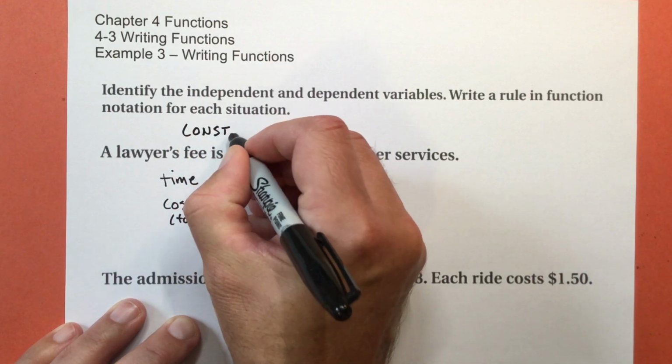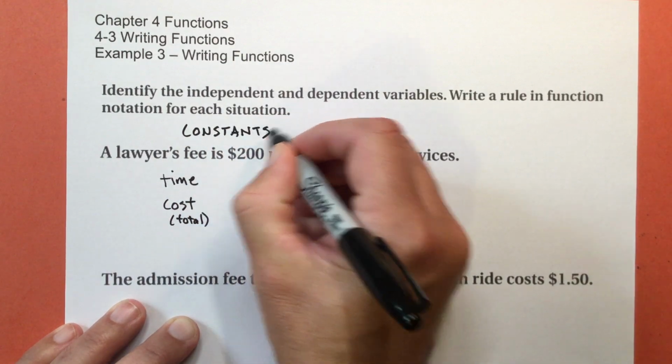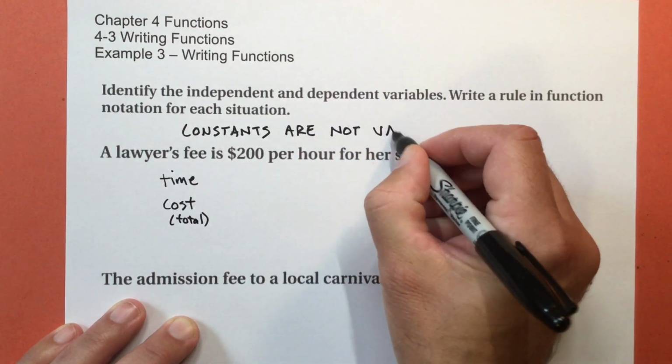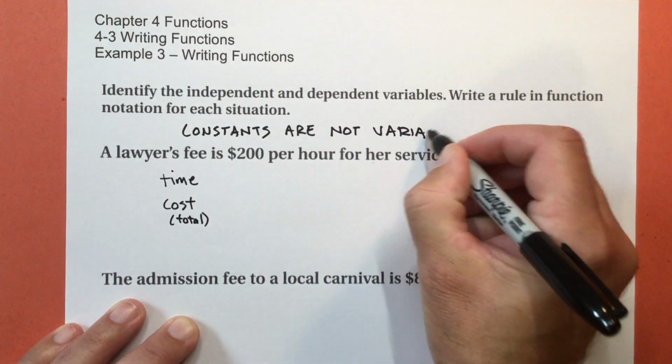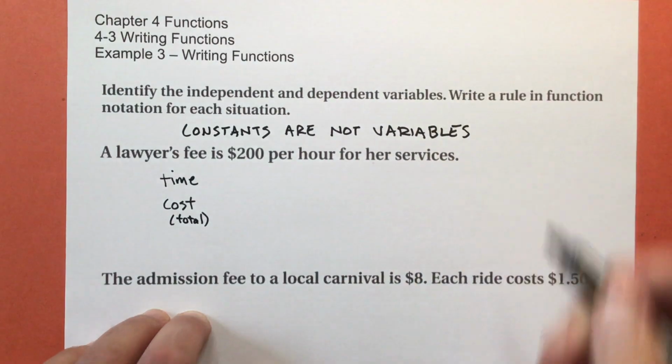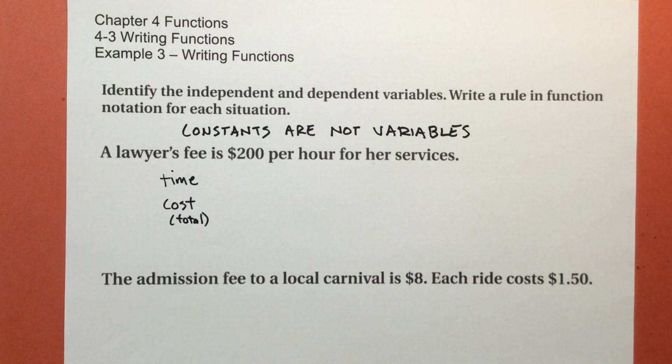Constants are not variables. And this is something that I have to discuss every year. Constants are not variables. Well, duh, a variable is a measurement that changes. Constants are things that don't change. However, sometimes I think that students just look at a problem like this and they go, wait, there's a number. Numbers mean math. It's got to be the number, okay?